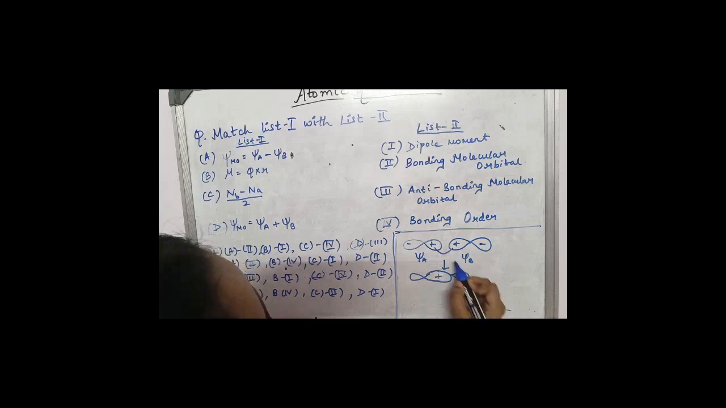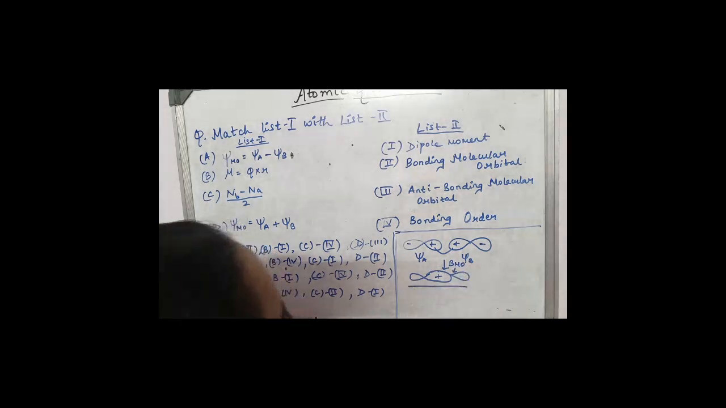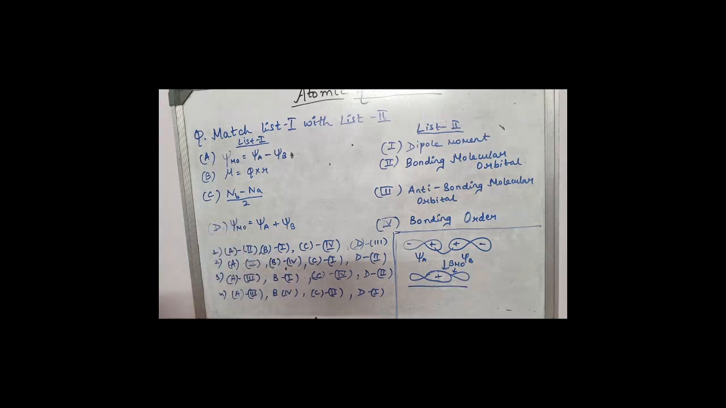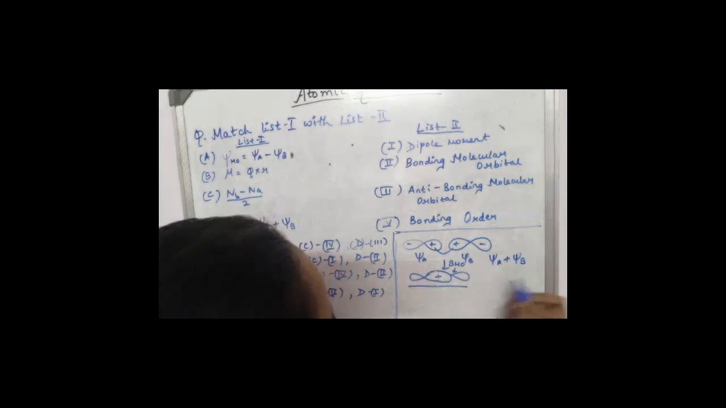So this is a bond. This is a bonding molecular orbital. This is how we draw that molecular orbital. And so what exactly is happening in this case? Can you understand? So what exactly is happening? Addition of psi A plus psi B is occurring.